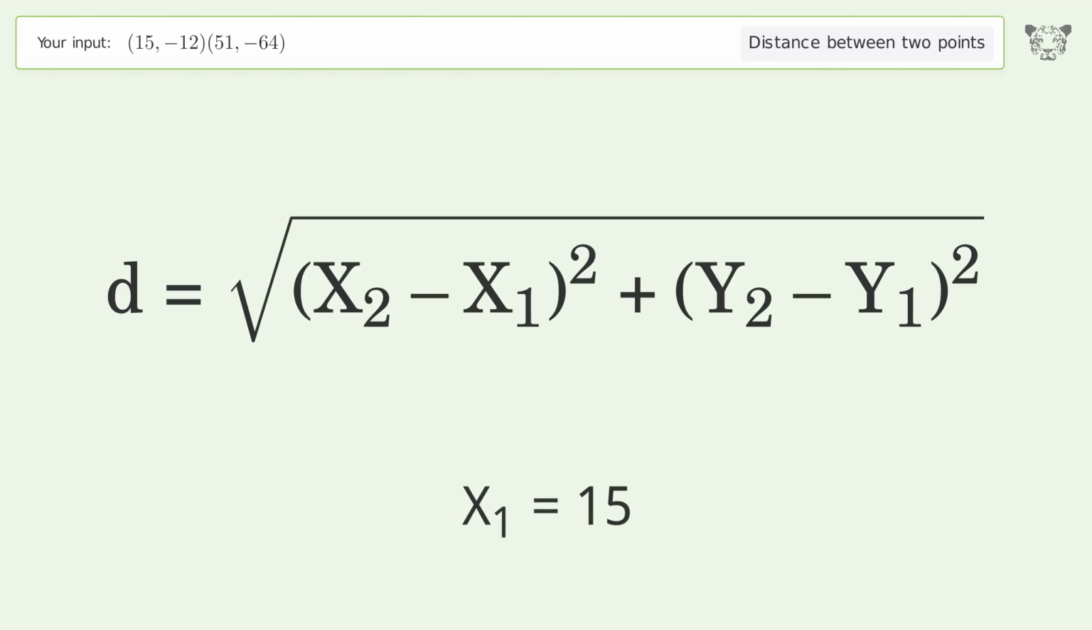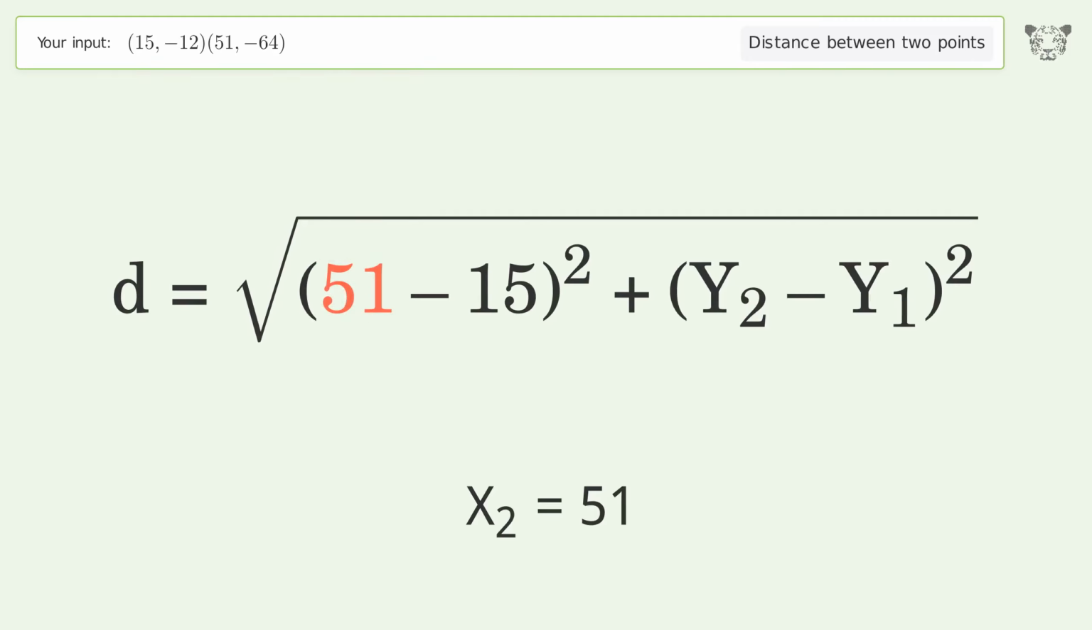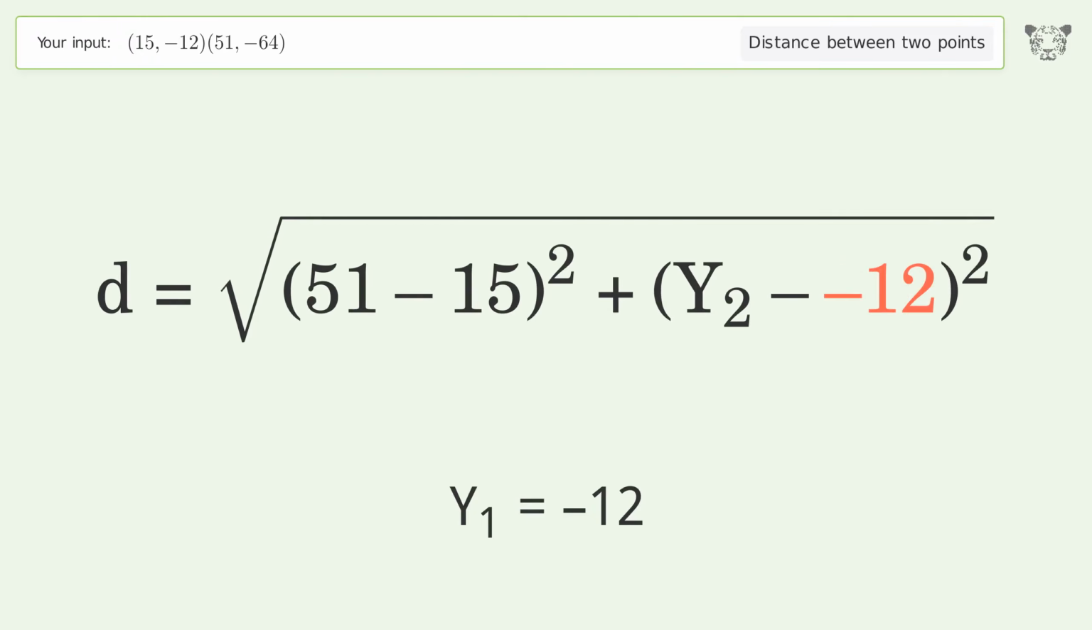x1 equals 15. x2 equals 51. y1 equals -12. y2 equals -64.